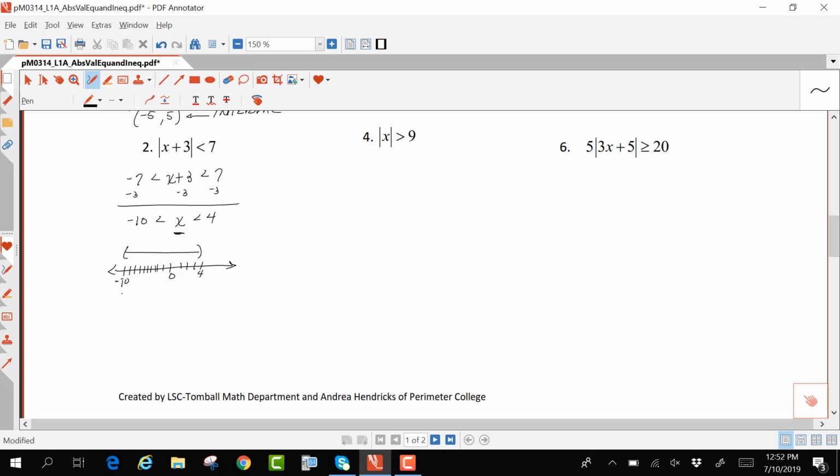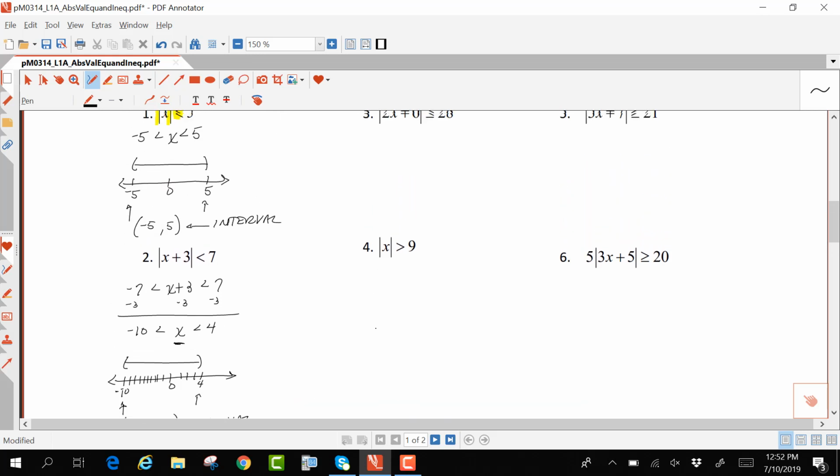So in interval notation, my leftmost number is a -10. My rightmost number is a 4. I put a comma between them in parentheses, and this is my interval notation representing those numerous values which are my solutions. Now let's move to a different example.